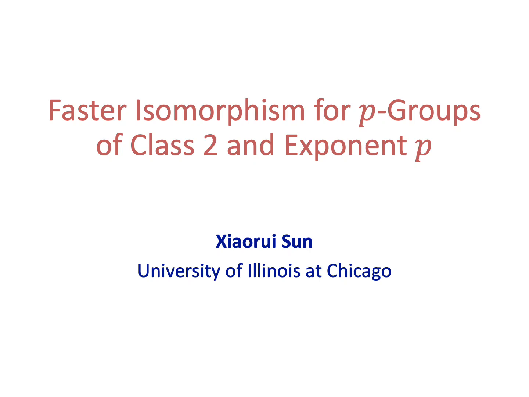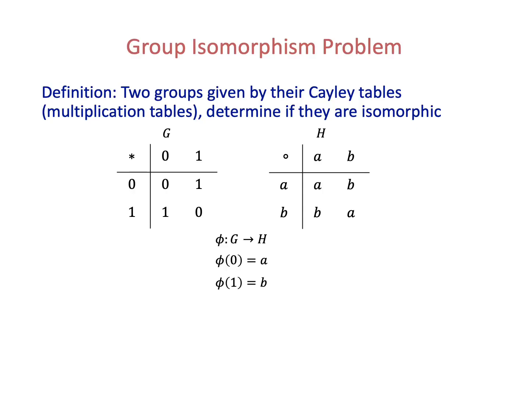This talk is about the group isomorphism problem. The group isomorphism problem is to determine whether two groups given by their Cayley tables are isomorphic or not. That is, if there is a bijection between the elements of the two groups such that the group operation is preserved by the bijection.